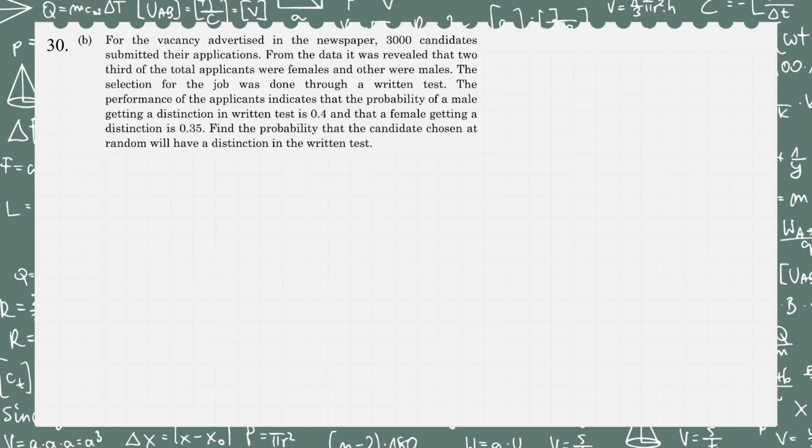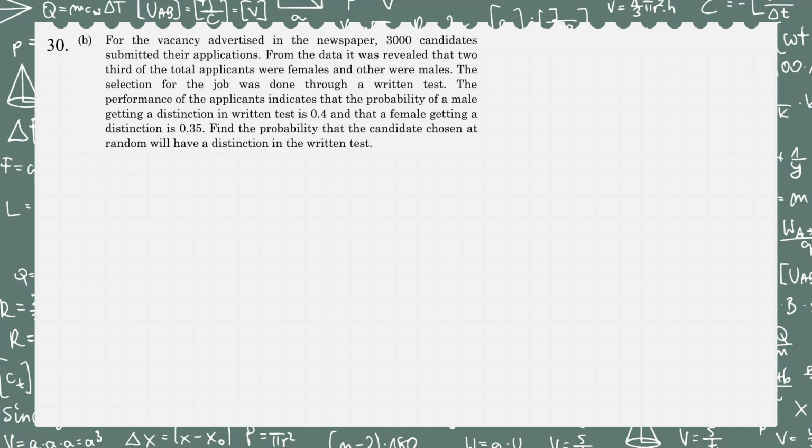Let us do the next sum. Option B. For the vacancy advertised in the newspaper, 3,000 candidates submitted their applications. From the data, it was revealed that 2/3 of the total applicants were females and the others were males. The selection for the job was done through a written test. The performance of the applicants indicates that the probability of a male getting a distinction in the written test is 0.4 and that a female getting a distinction is 0.35. Find the probability that the candidate chosen at random will have a distinction in the written test.